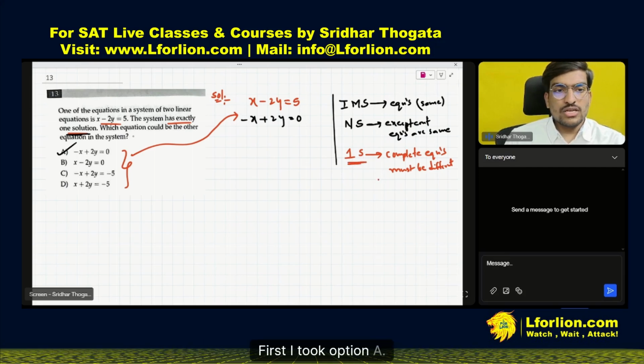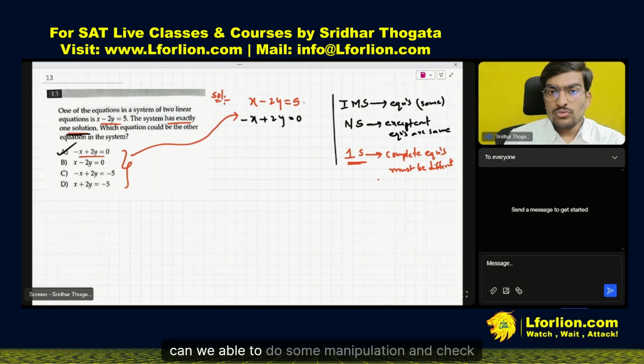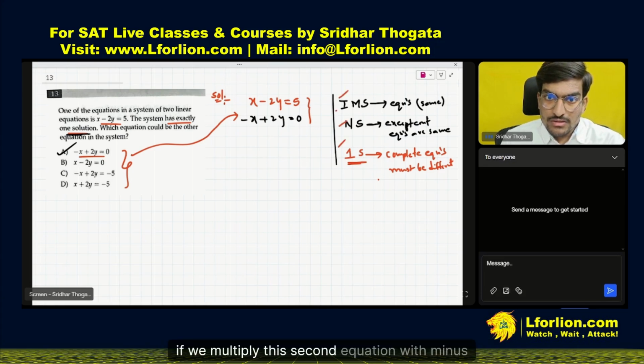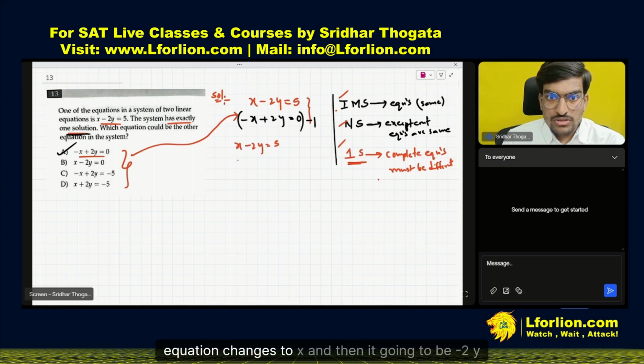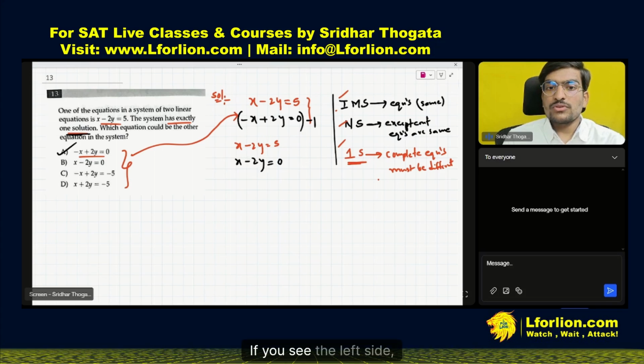Let's see. First I took option A. Now let's see if we can do some manipulation and check whether it matches with any of the equations. If we multiply the second equation by negative 1, what happens? The first equation will be x minus 2y equals 5, and the second equation changes to x minus 2y equals 0. If you see the left side, the x terms and y terms are the same and the constants are different. If that is the case, this comes under no solution, which means option A is incorrect.